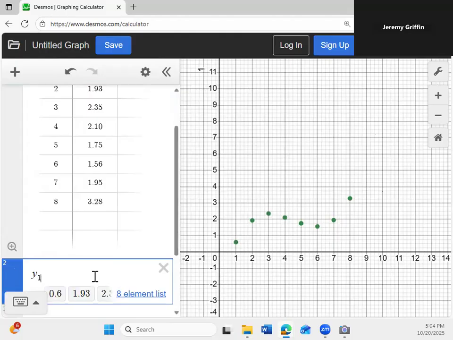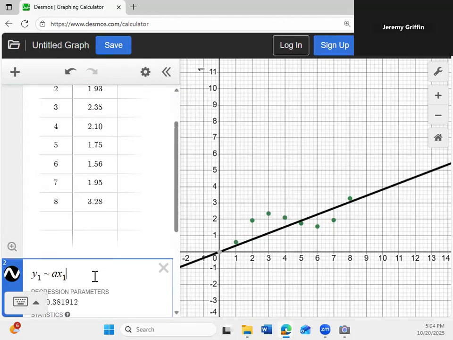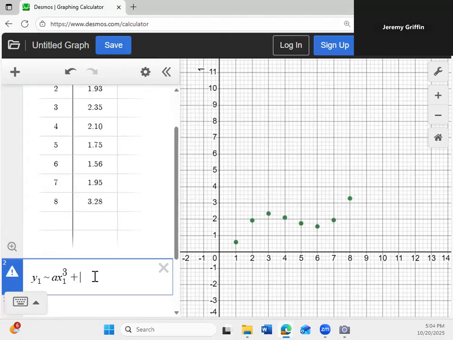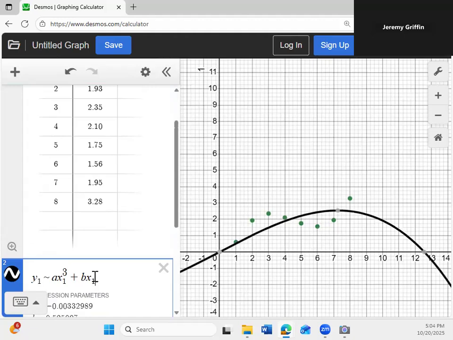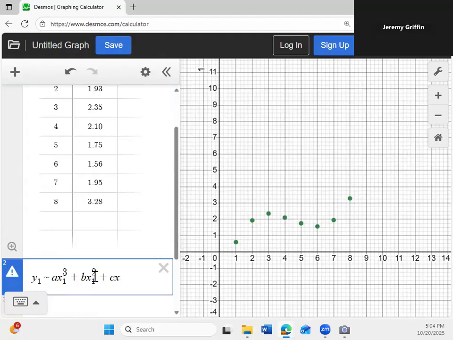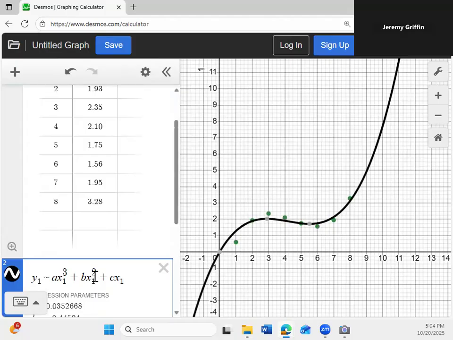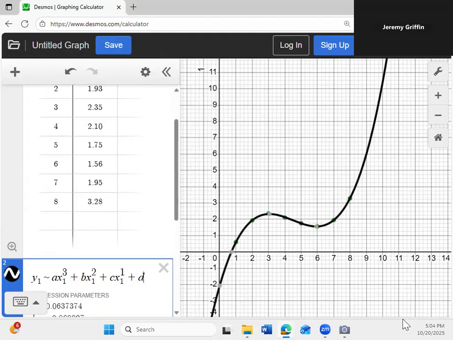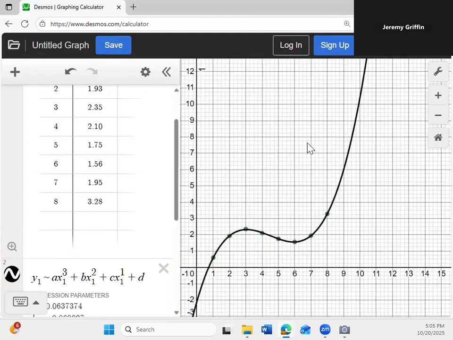Let's do y_1 tilde a x_1 to the power 3. Right. Let's go with a third degree polynomial. Plus b x_1 to the power 2, plus c x_1 to the power 1, and then plus d. Right? Oh yeah, look at that black curve right there. Yeah, it really matches that data nicely, doesn't it? Oh yeah.